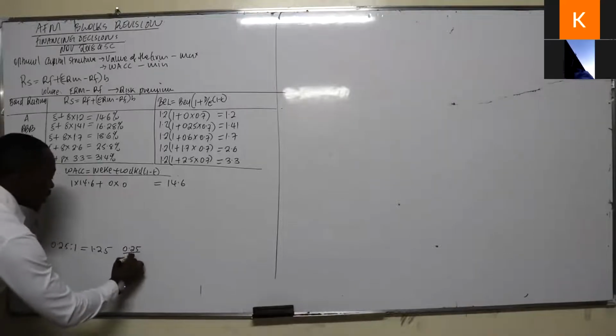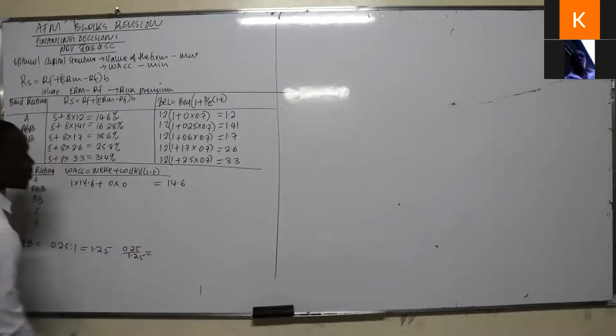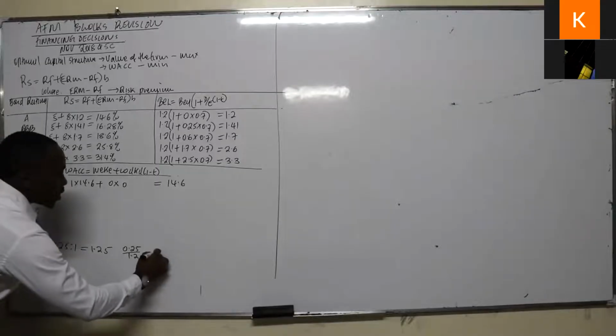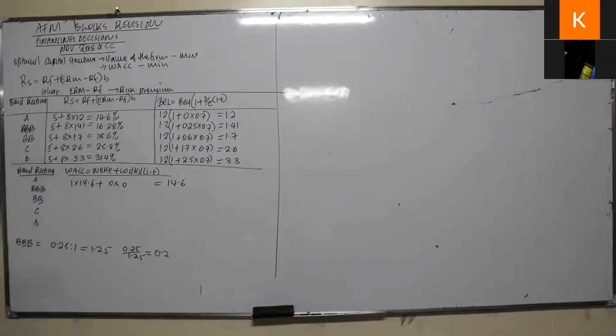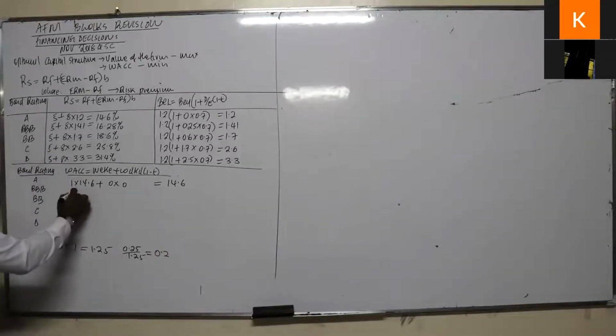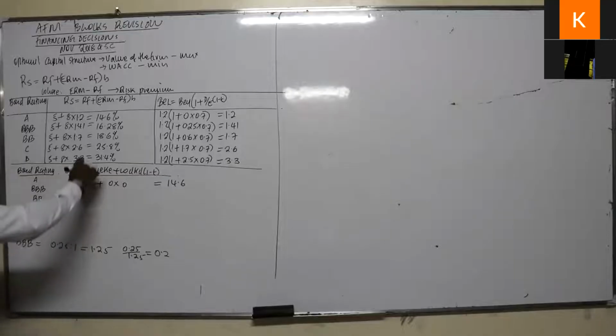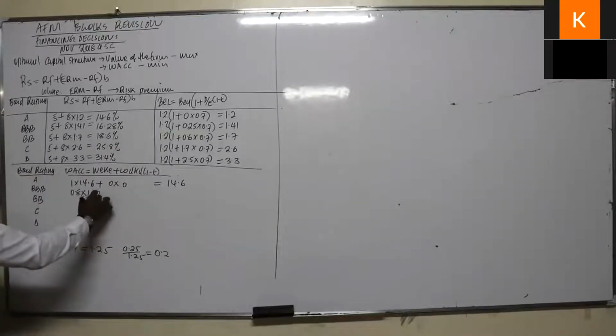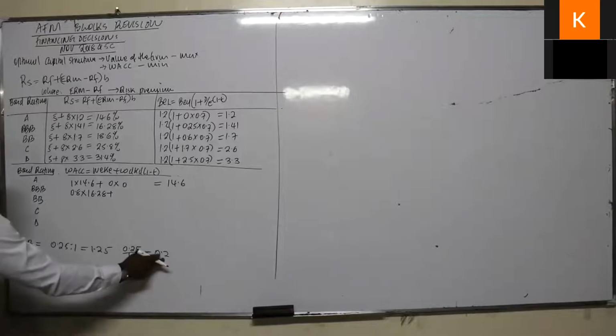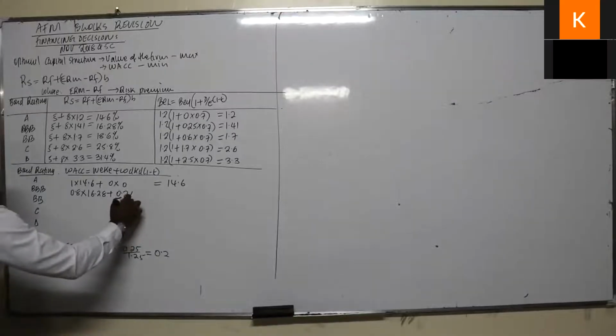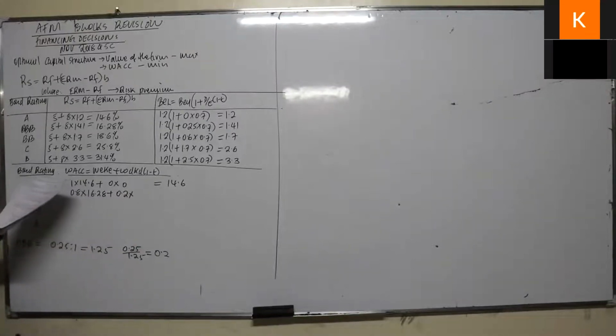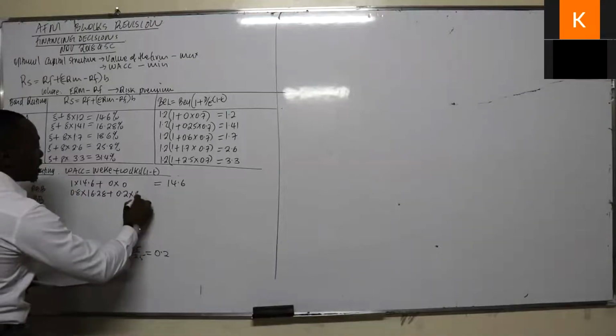0.25 you divide by 1.25. That gives 0.2, and that's the debt. So how much will be the equity? 0.8. The cost of equity we have computed is 16.28. Now 0.2 is the weight of the debt, and the cost of the debt for bond rating BB is 8.5.